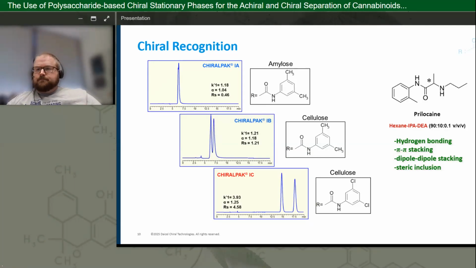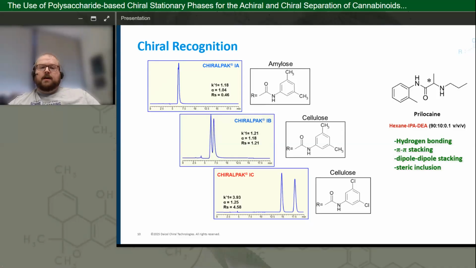And so the point of this, when we start talking about developing chiral methods, is that even someone like myself, who's been doing this for almost 9-10 years now, finds it challenging to predict what chiral stationary phase you should use with some new chiral analyte. And so we're oftentimes recommending a method development screening to get started.